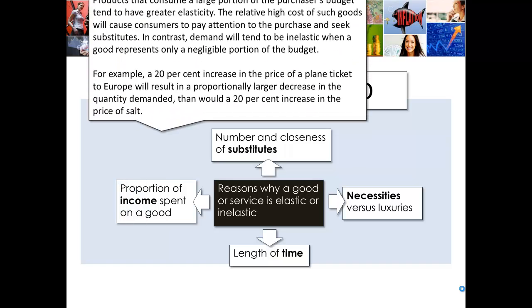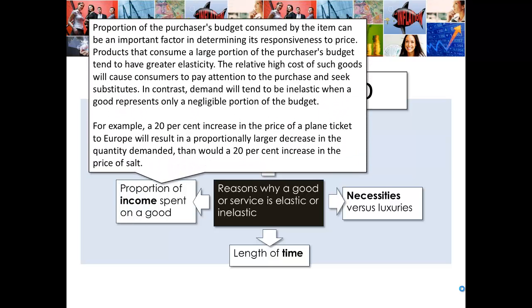And finally, the proportion of income spent. If a good does not cost that much, then the proportional change, the percentage change in price is not going to take a big chunk out of the consumer's budget. So if a good costs $1, like a packet of salt costs $1, a large increase, say 20%, is only going to be a 20-cent increase that the consumer has to bear.